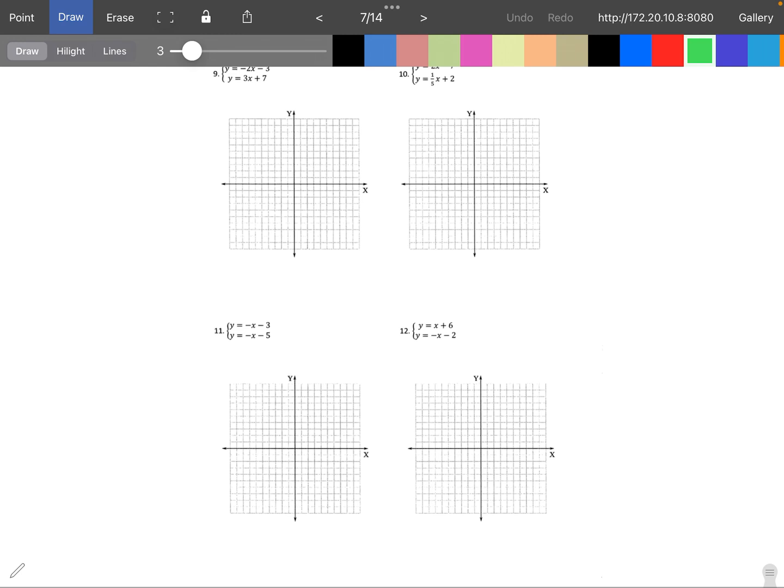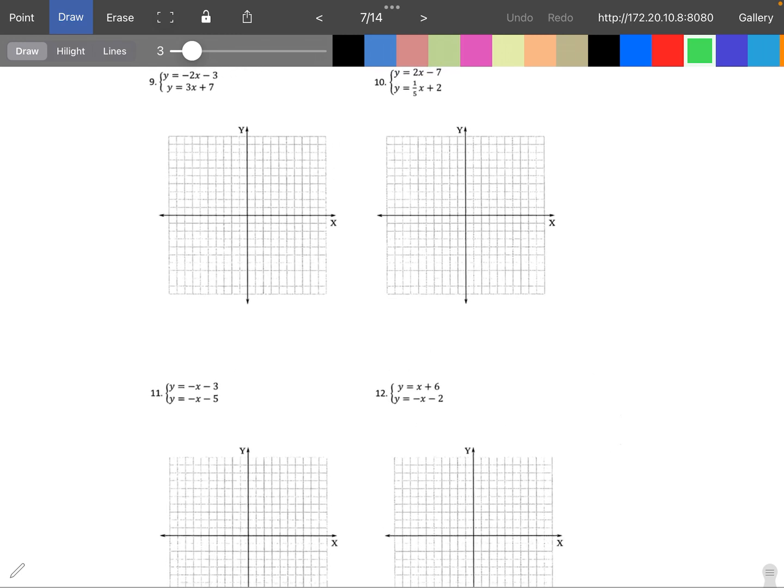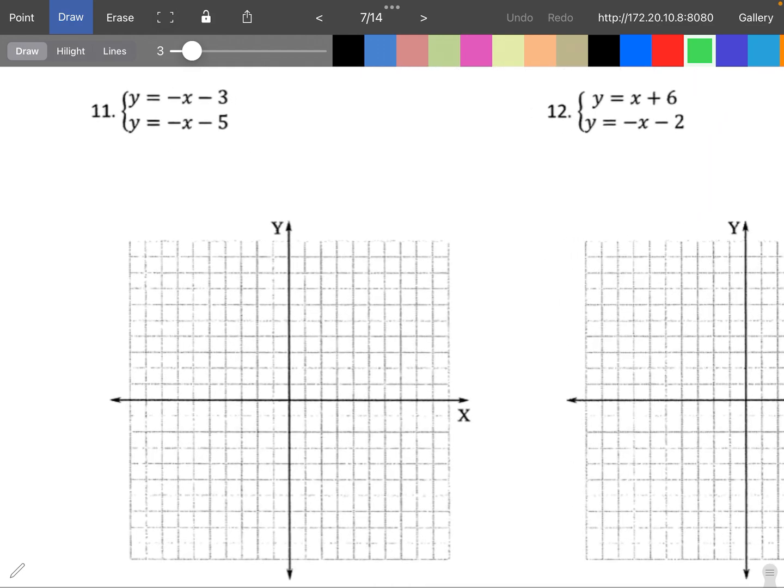Okay, I know there's a lot of practice problems on here, but this will be good. This will be really good. How about we take a look at number 11? We'll look at number 11.